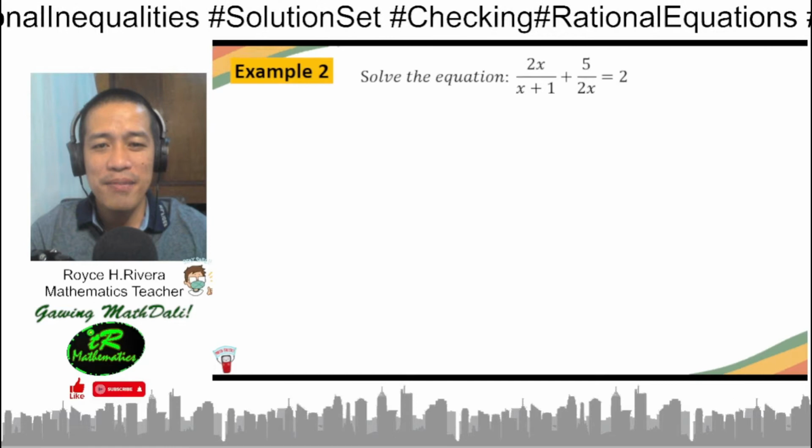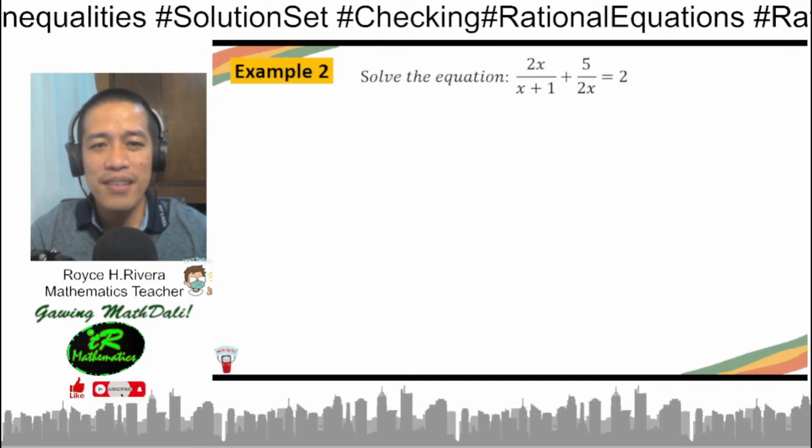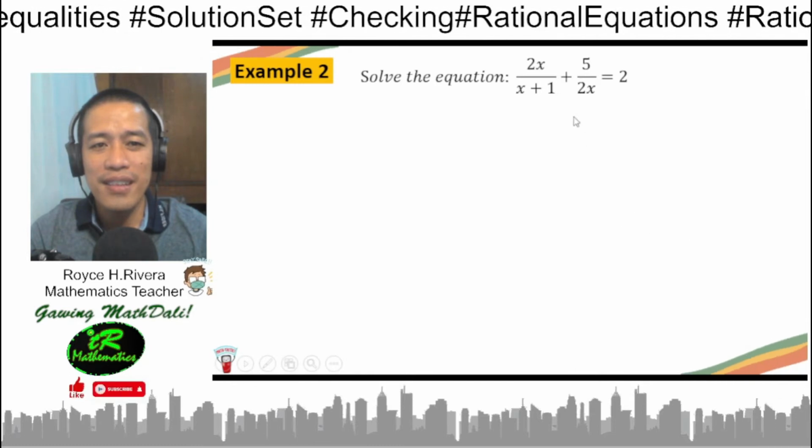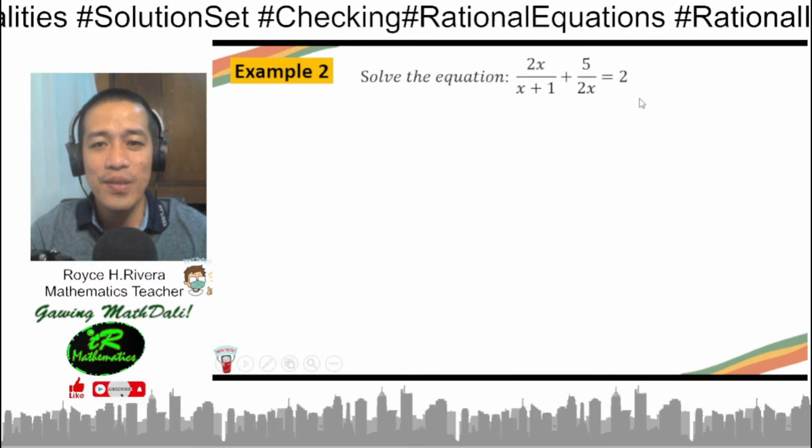Ngayon, example number 2 naman. We solve the equation 2x over x minus 1 plus 5 over 2x equals 2.